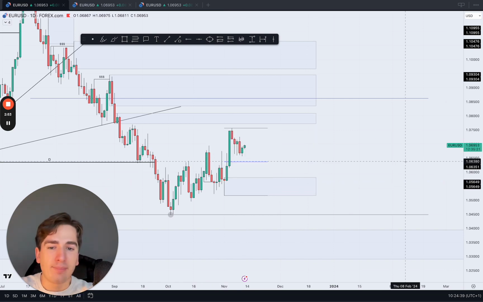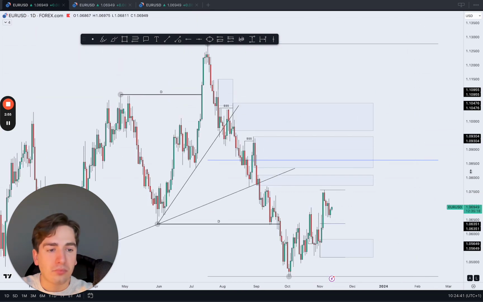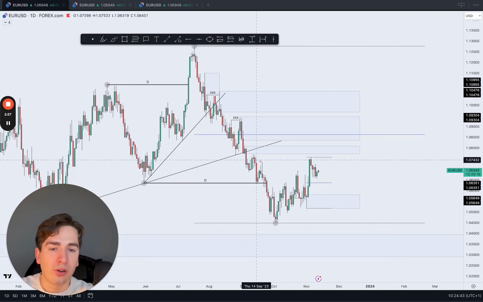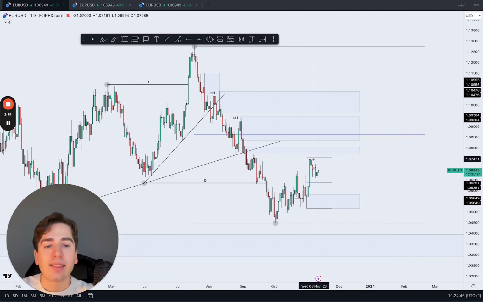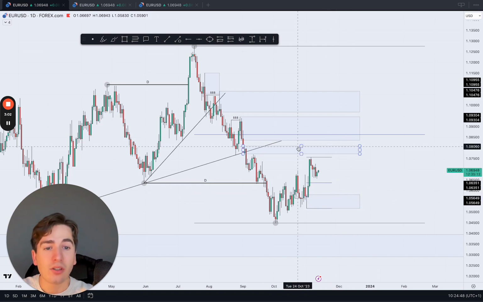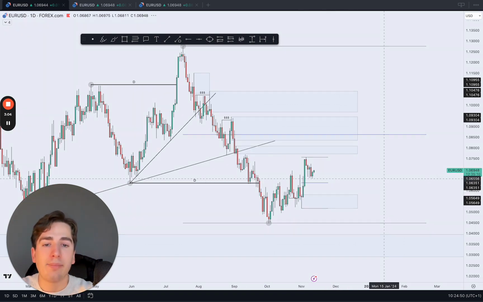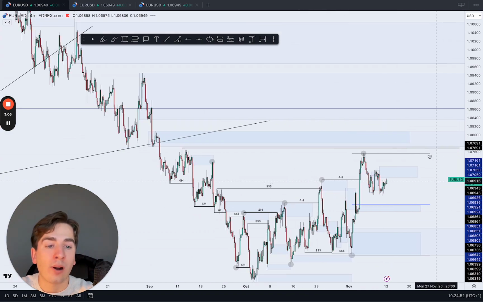However, preferably we would want to see price move in towards this extreme area of demand. But again, daily looking pretty choppy, but overall there's also no real significant area of supply here that's going to be pushing price down. So overall, you're just skipping out on the daily and mainly focusing on the 4 hour.